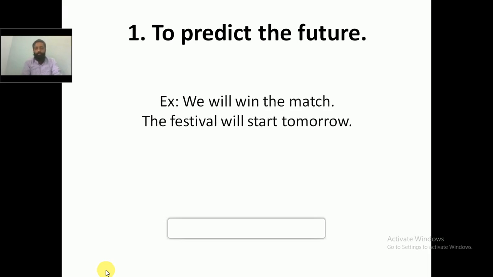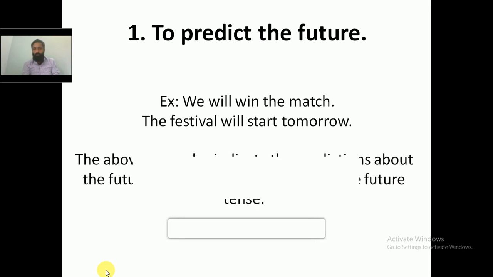We will win the match. The festival will start tomorrow. The first example, we are predicting what is going to happen in the match. And what is the prediction? We will win the match. The second example, what are you going to predict? That the festival will start tomorrow.